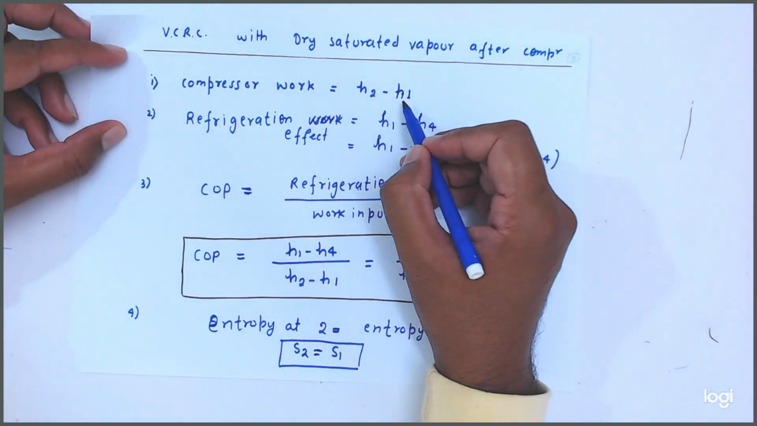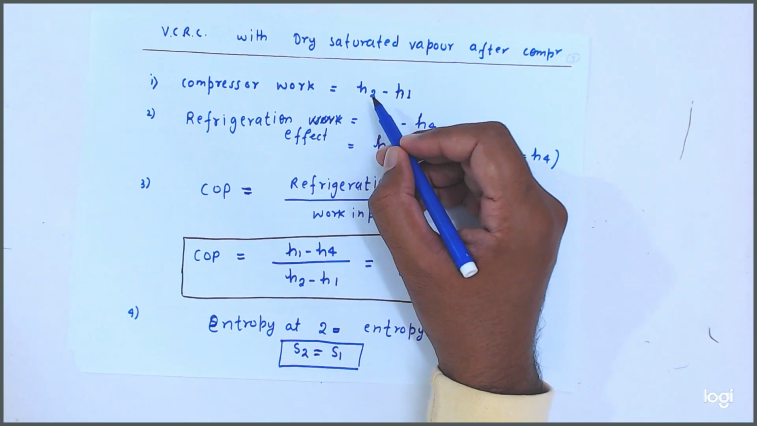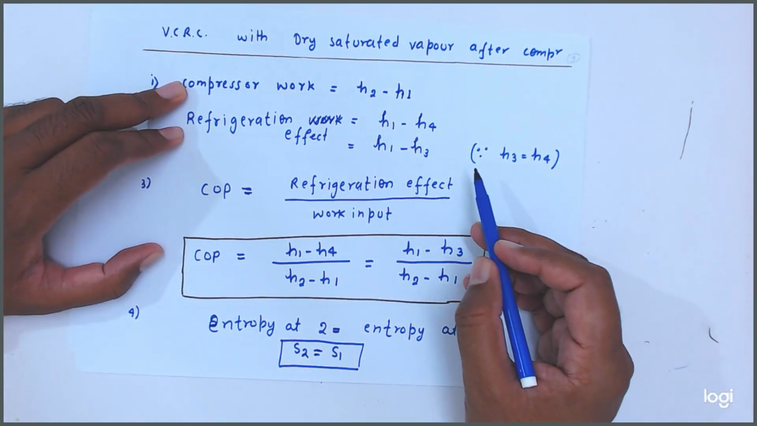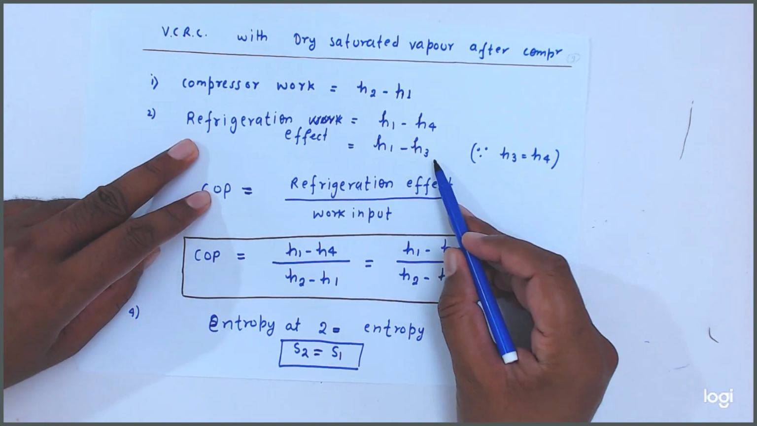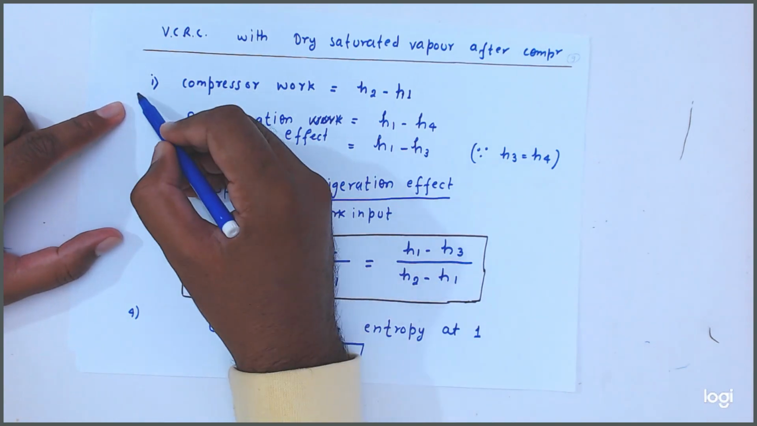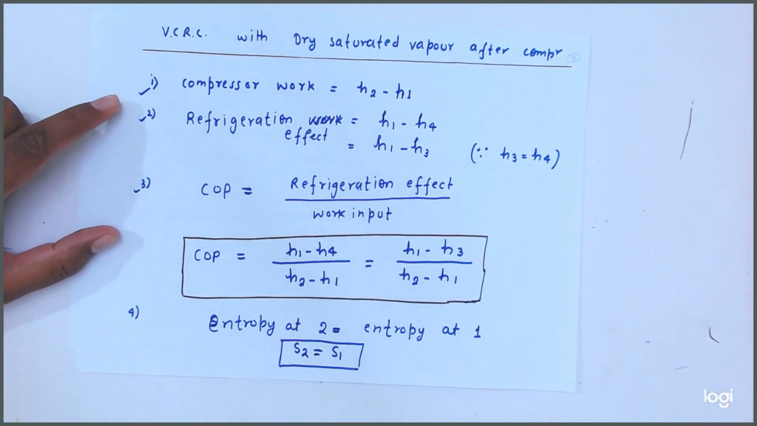all the parameters, because we know the H1 value, we know the S2 value, we know the S3 value. So from here, compressor work we can find, refrigeration effect we can find, COP we have to find. Okay, so all this we will find.